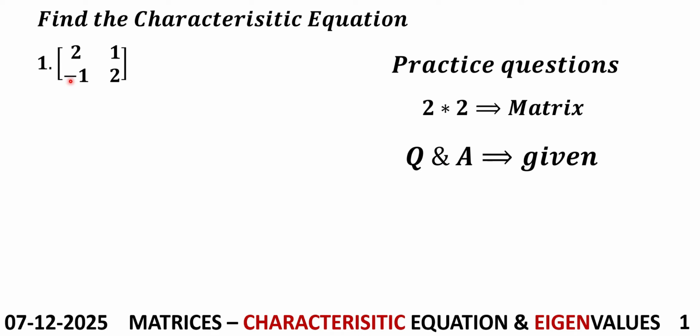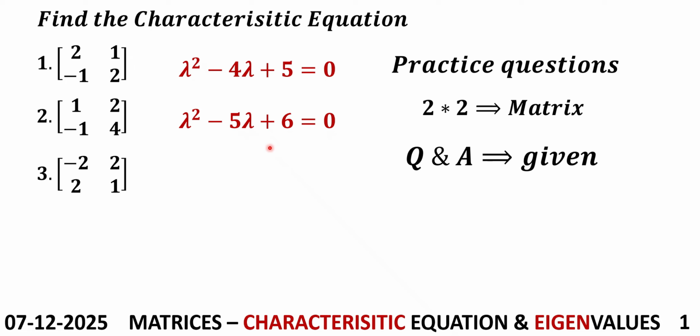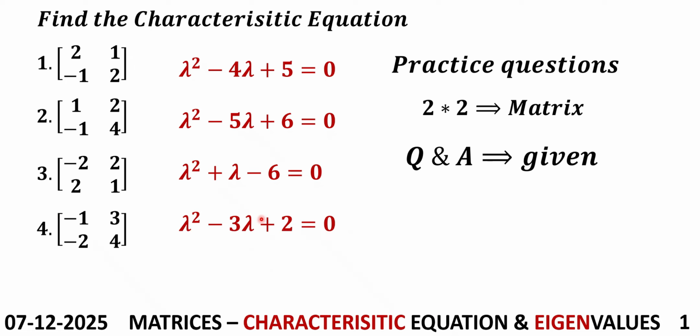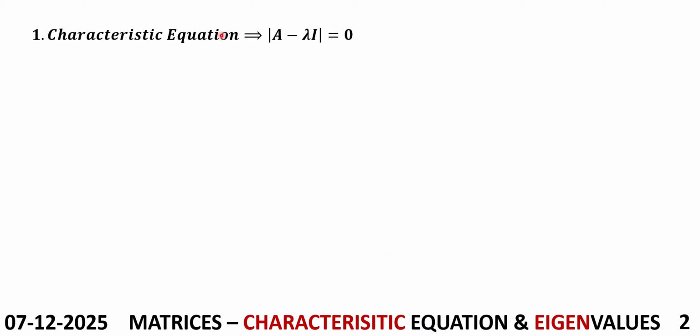given directly. This is a 2x2 matrix for which the characteristic equation is obtained. A list of 4 problems is also given, along with the characteristic equation for each and every 2x2 matrix. The same characteristic equation is given as A minus lambda I equal to 0.